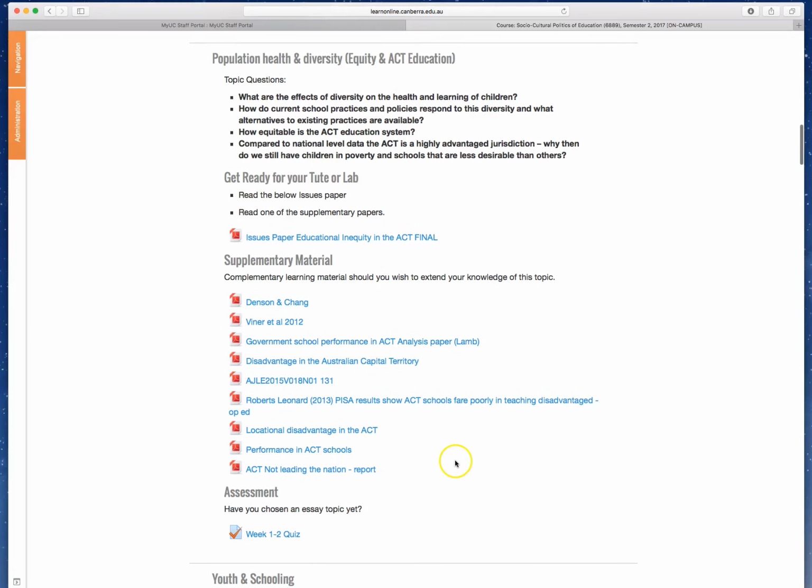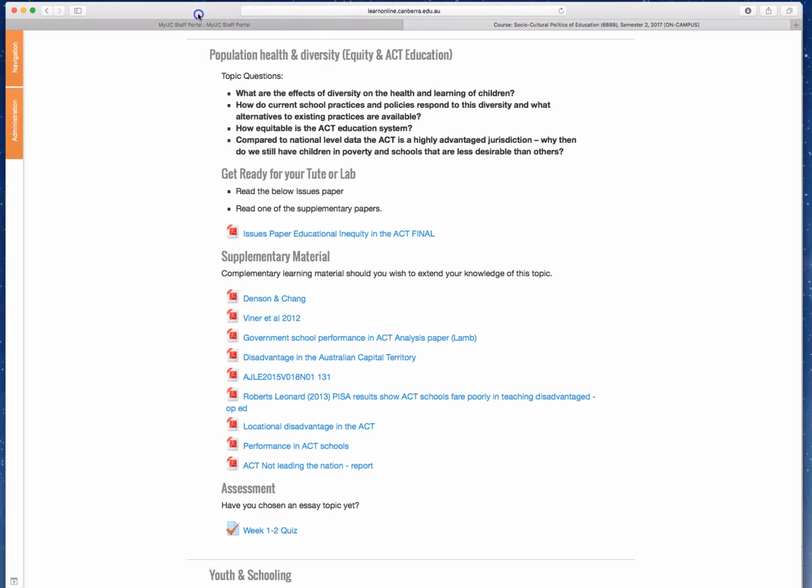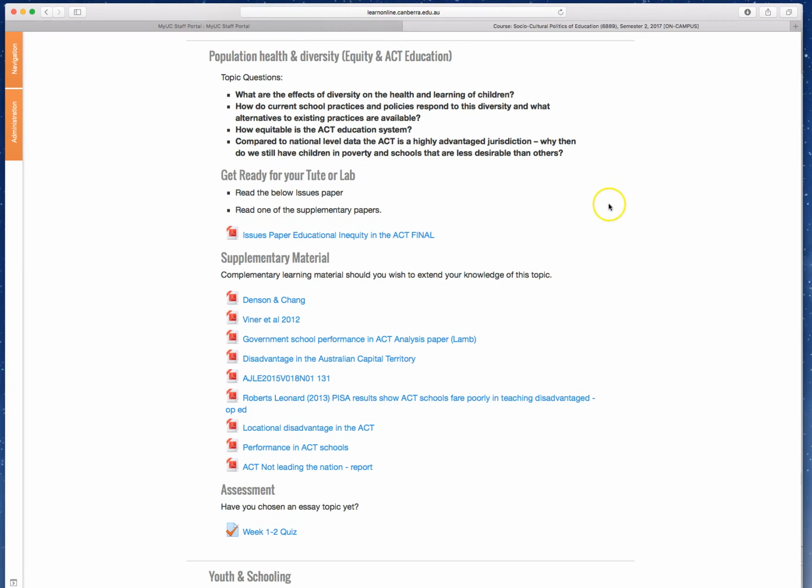Now, I would encourage you to have a quick look at a couple of these things: performance in ACT schools and ACT not leading the nation report. These are from very recent research, which show that issues around social segregation in schools, students from social backgrounds congregating in certain schools in the ACT versus others, is becoming an issue of social separation. So even in the ACT with peculiar equity background and equity makeup, we have this significant issue happening of a form of social segregation, which has an impact on teaching and learning. And we'll look at that when we move on to notions of class.